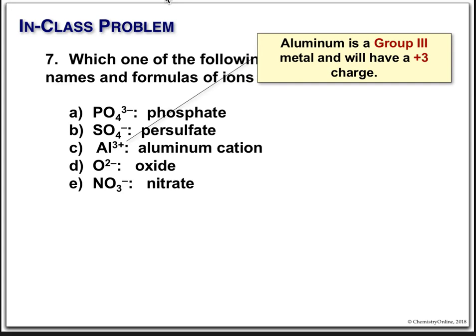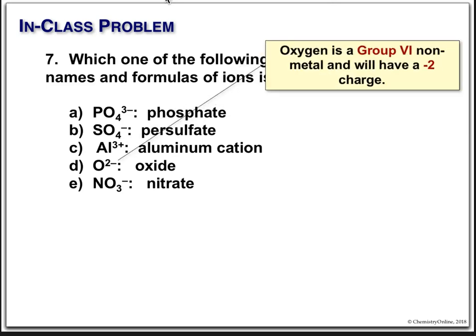Let's go down here to C. Aluminum cation. We look at our periodic table. Aluminum is there in group 3. Things in group 3 that form ions will be a +3 ion. So this makes sense. Oxygen is in group 6, right over here. Things in group 6 will tend to gain 2 electrons and be a -2 ion. So oxide -2, that looks right.